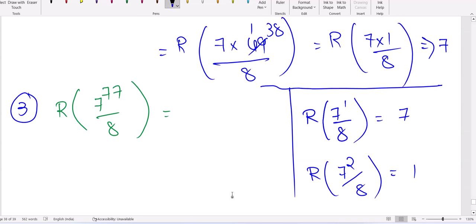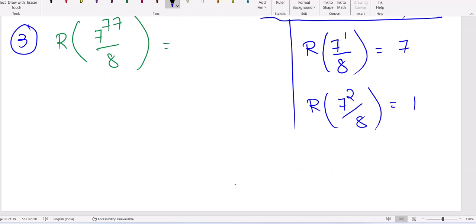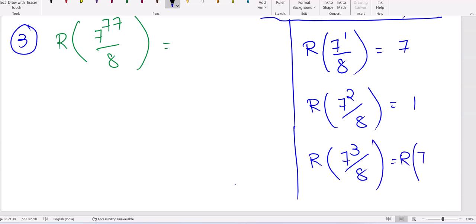So this is 7 square. I want 7 power 3. When you try 7 power 3, that is 343. You can do it like that, or 7 power 3 can be written as 7 square into 7. It's your wish, dear. You can take 343 divided by 8. The remainder you will get is 7 only. 344 is exactly divisible by 8, so 343 will give remainder 7.